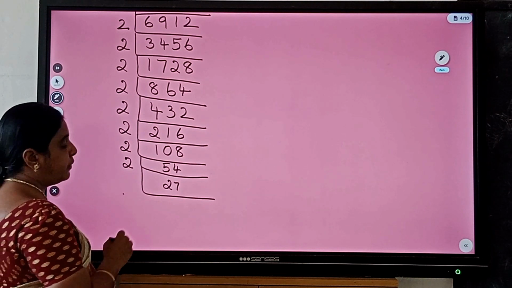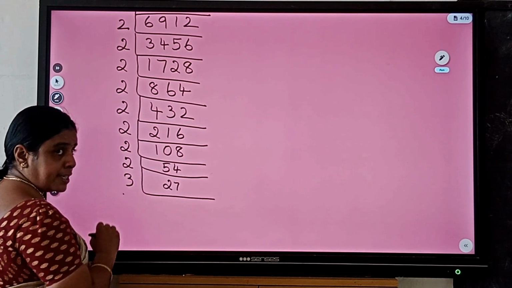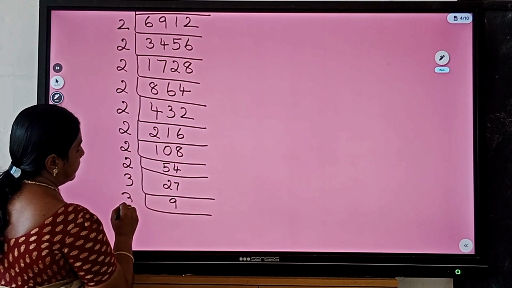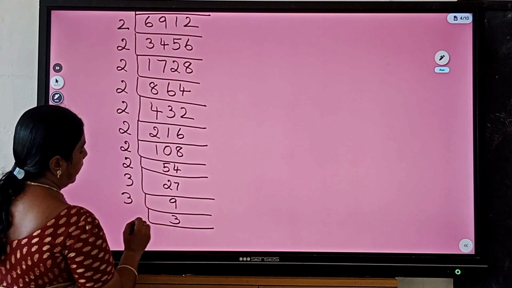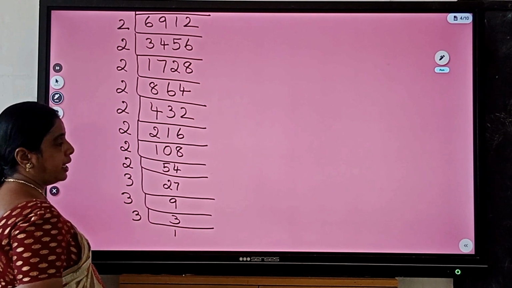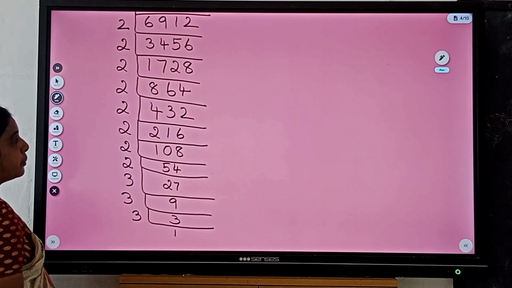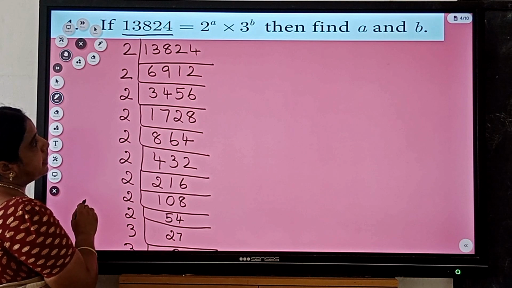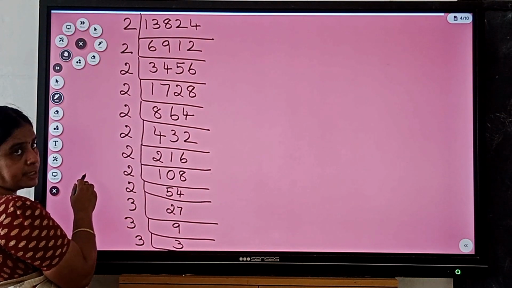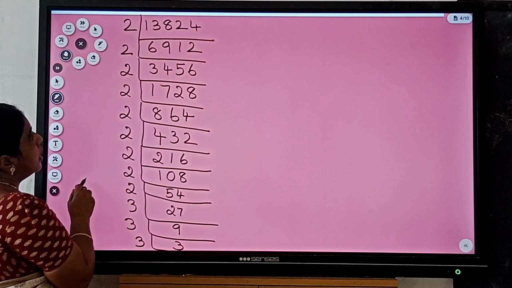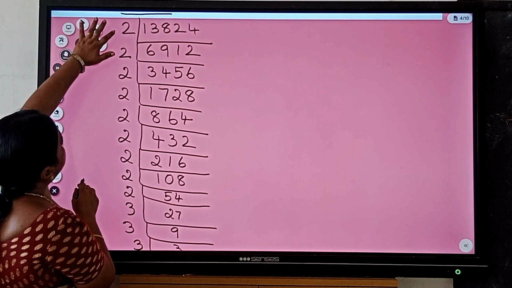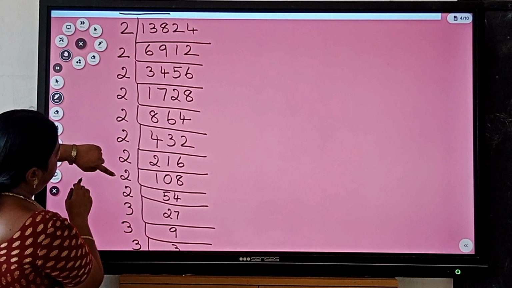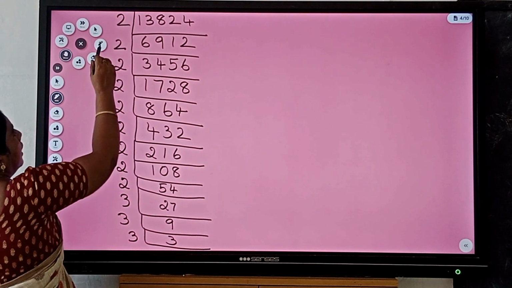Again this 27 we know is divisible by 3, and 3 is also a prime number. 3 9s are 27, 3 3s are 9, and 3 finally goes in one table. So now you can see that we have divided 13,824, factorizing using prime factorization. So how many 2s are there? We have 1, 2, 3, 4, 5, 6, 7, 8, 9. So we have 9 2s.